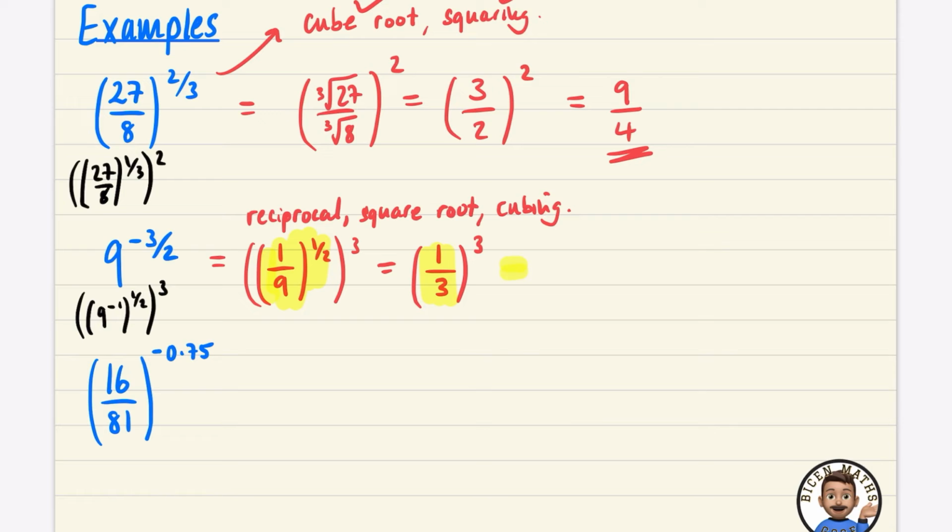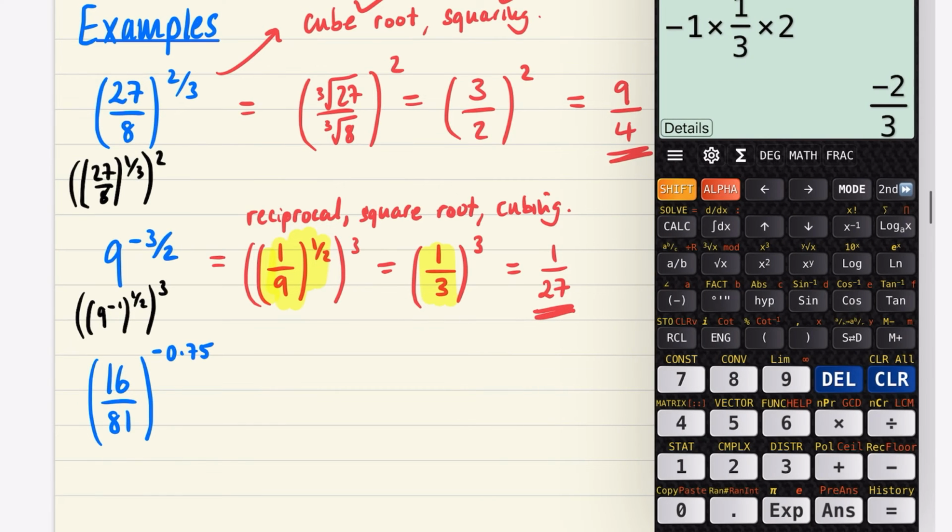A third cubed, well, I can just do the 1 cubed and the 3 cubed. 1 cubed is 1 and 3 cubed is 27. So our answer is 1 over 27. I'll quickly show you that. I'm going to do 9 to the power of, why not do it as a decimal? Minus 3 over 2 is minus 1.5, and you get 1 over 27.